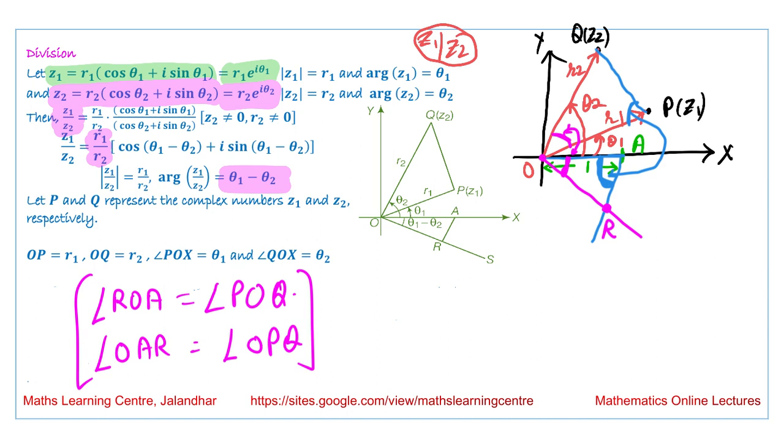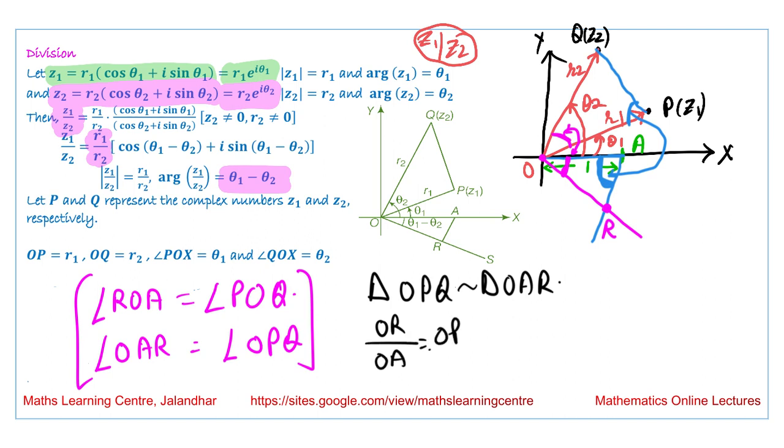Now what we get from this is that both these triangles, the triangle OPQ is similar to the triangle OAR. So this implies that OR over OA is equal to OP over OQ. The value of OA we have taken is 1. So this implies that OR is equal to R1 by R2.